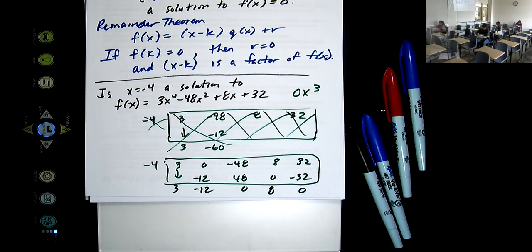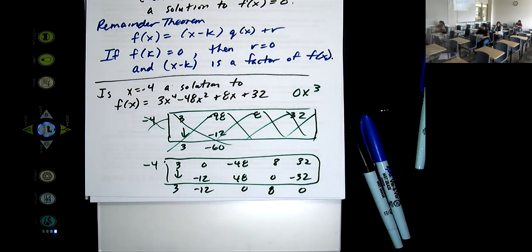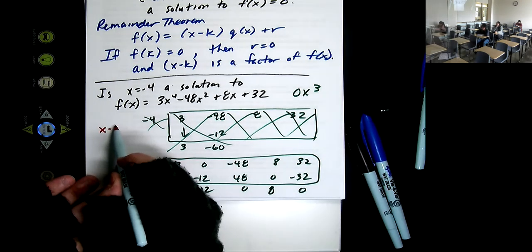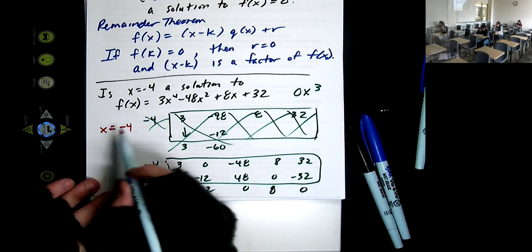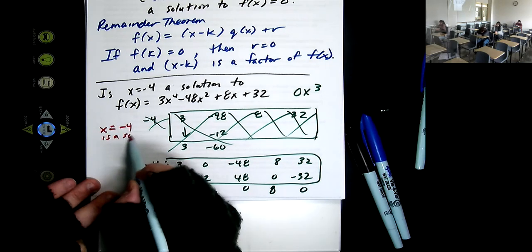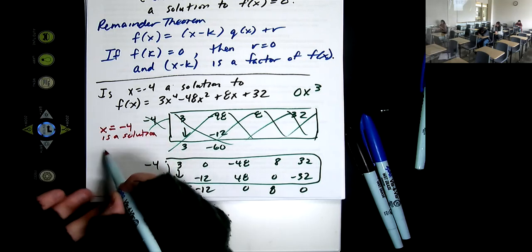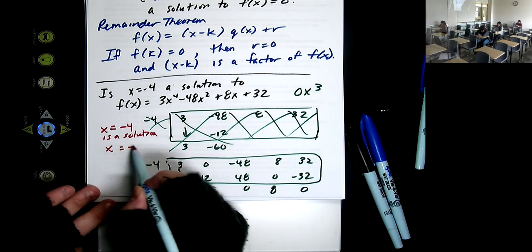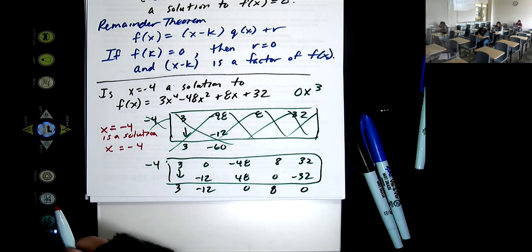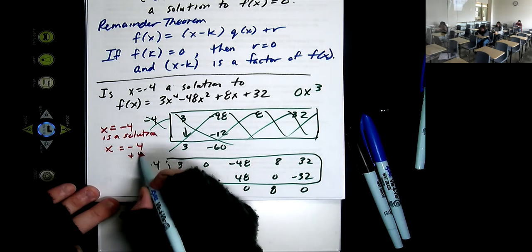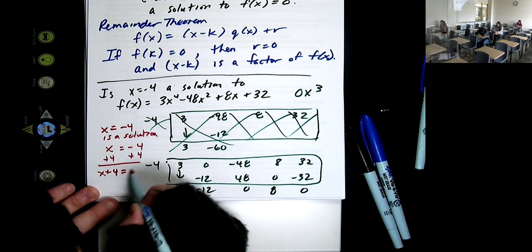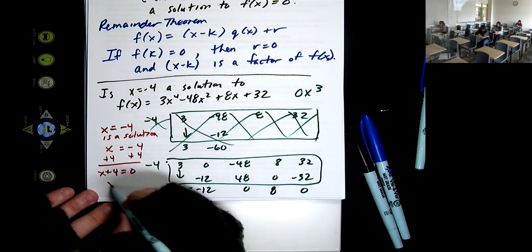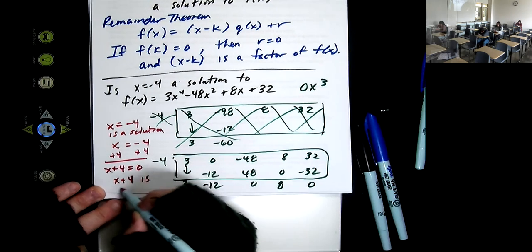So x equals -4 is the solution. And if we want to see what it looks like as a factor, just make the right side equal 0. Let's add 4 to both sides and get x plus 4 equals 0. And so x plus 4 is a factor.